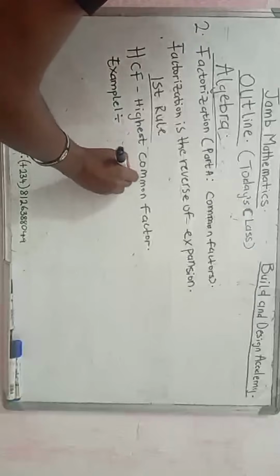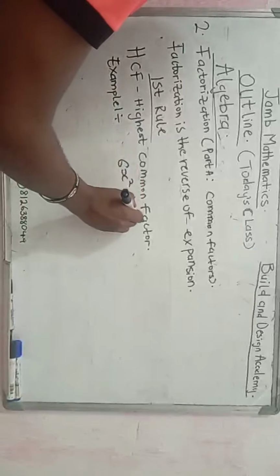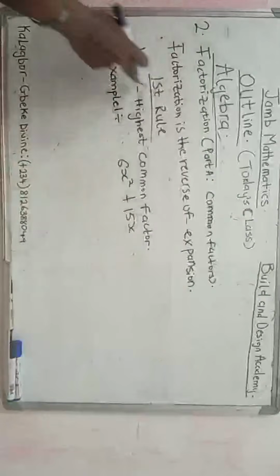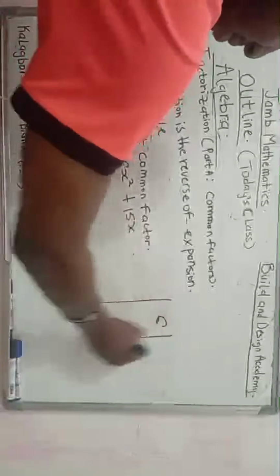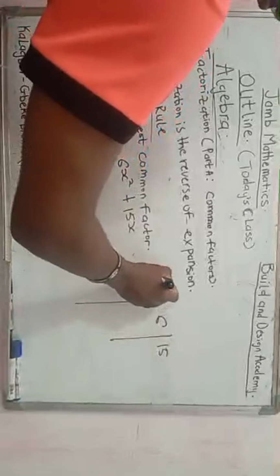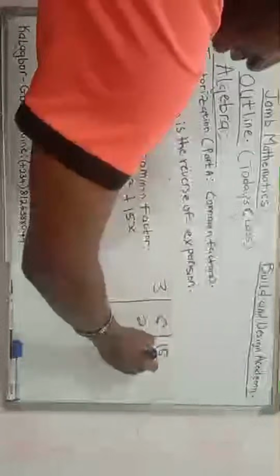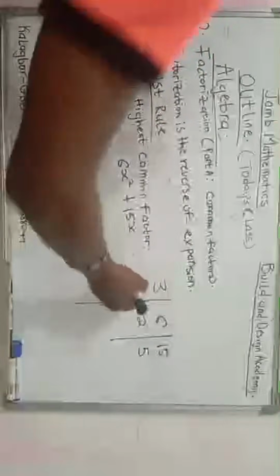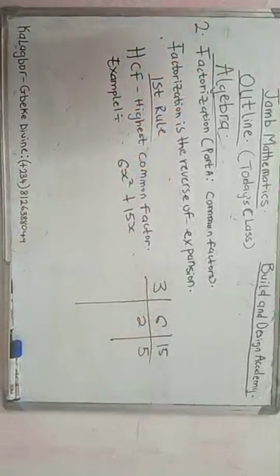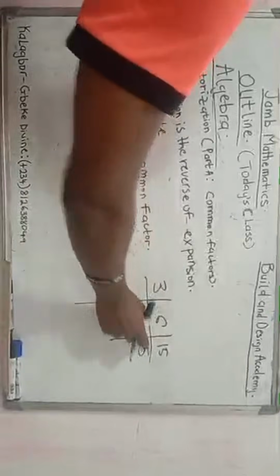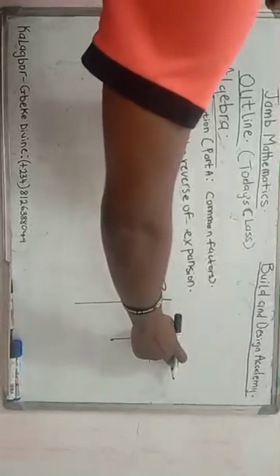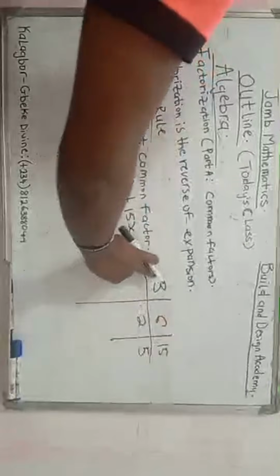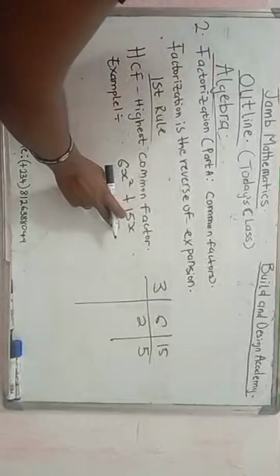If you have 6x squared plus 15x. Now, from rule 1, we should take the highest common factor between 6 and 15. We know that the highest common factor is 3. 3 into here will give us 2, and 3 into here will give us 5. So there is no other factor that can divide both of them. If you use 2, it will go into 6, but it will not go into 15. If we use 5, it will not go into 6, but it will go into 15. If we use 4, it will not go into any of them. So 3 is the highest common factor that can go into both of them.